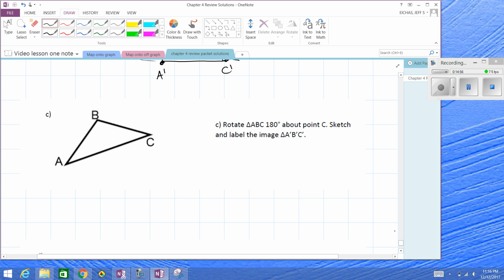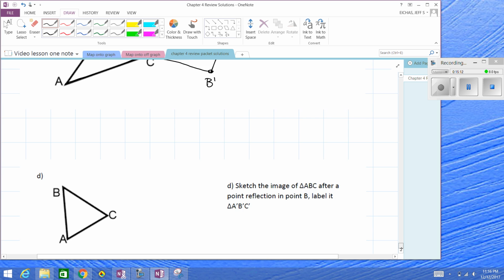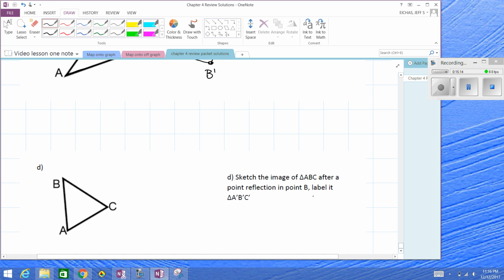Okay, rotate 180 about point C. That means A is just going to shoot straight through. So A prime's there. B should shoot straight through to get B prime there. C prime is invariant, so stays there. All right, good enough.